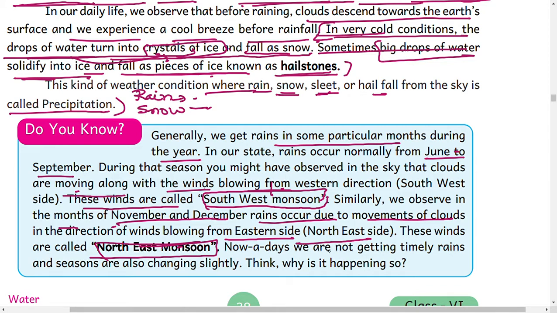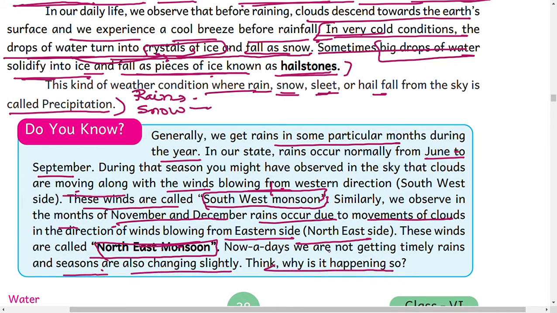Nowadays we are not getting timely rains. That means June to September sometimes they will be late also. The monsoon appears late also. After July it will come and be extended up to October, November also. And with the northeast wind, some delaying and some early coming is there. What are the reasons? The seasons are also changing slightly. What is happening?